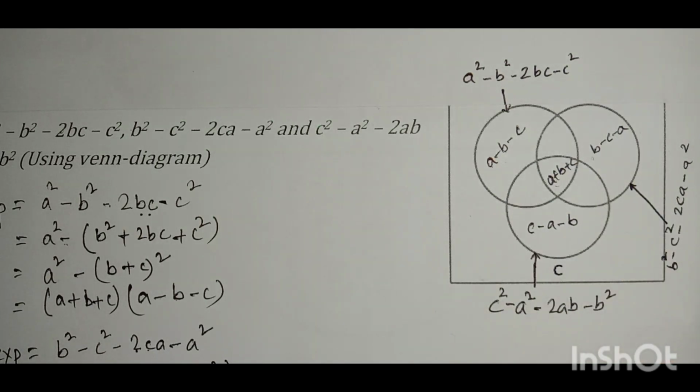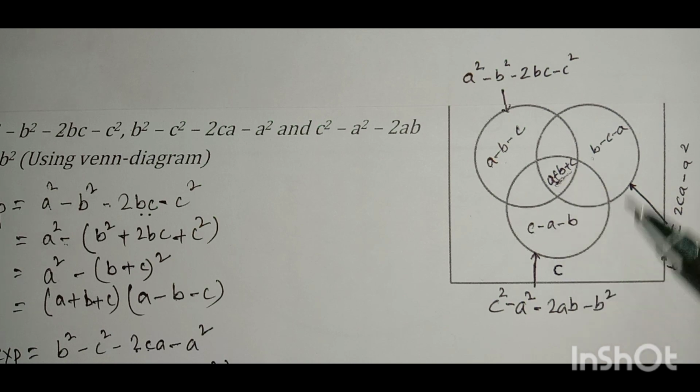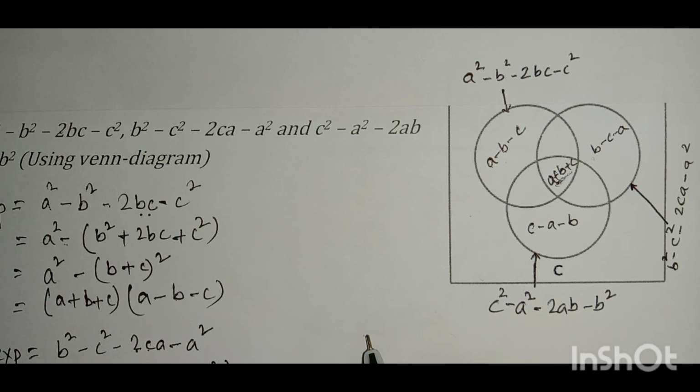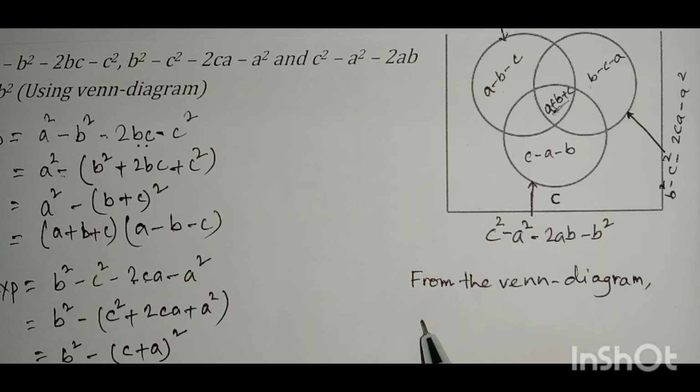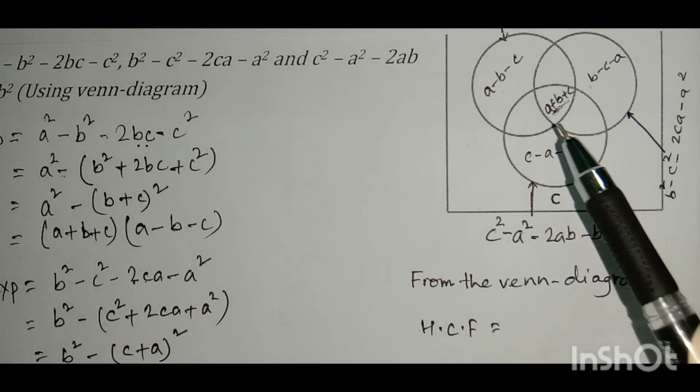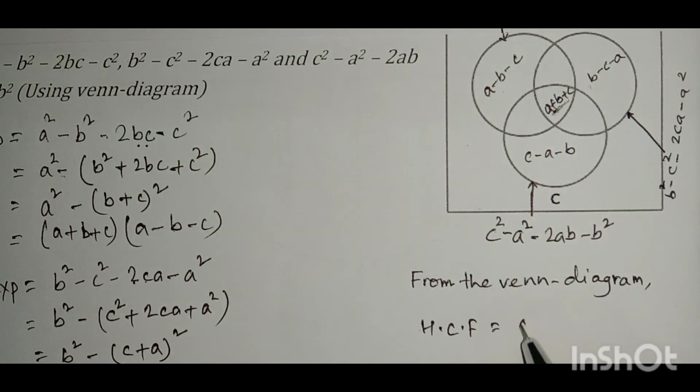Now let's check which is present in all of the three sets. So this thing is present in all of these three subsets. Therefore we can say from the Venn diagram, HCF is that factor which is present in all of these, that is a plus b plus c. This is our answer.